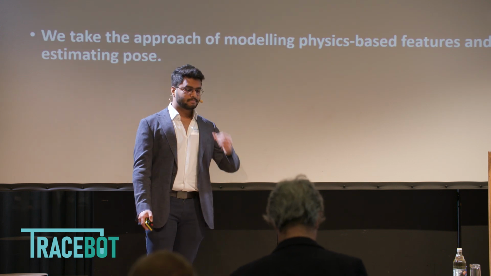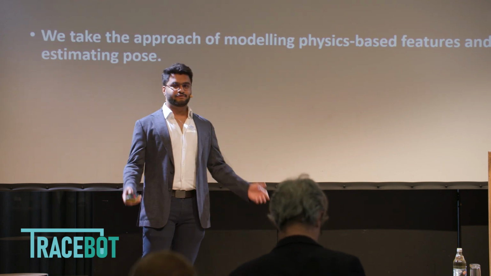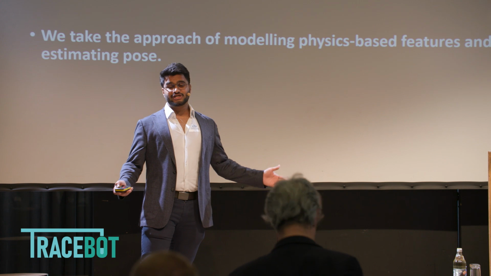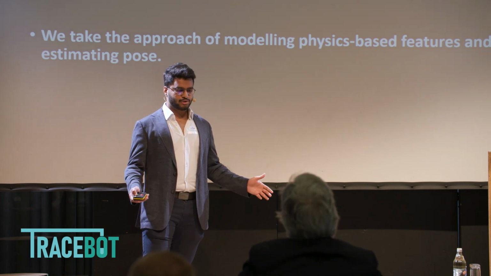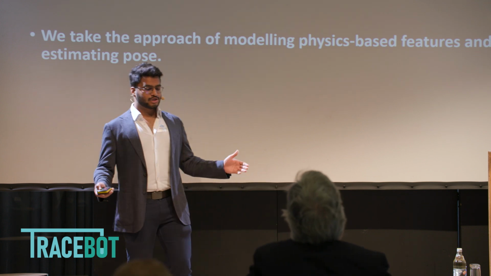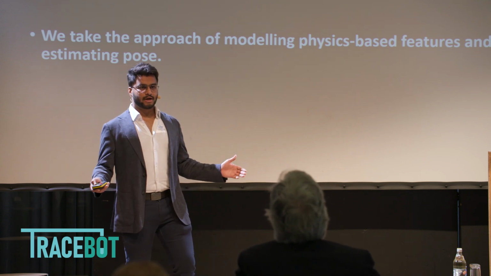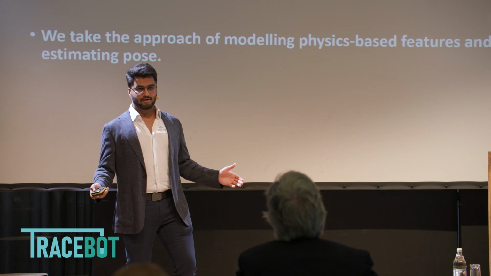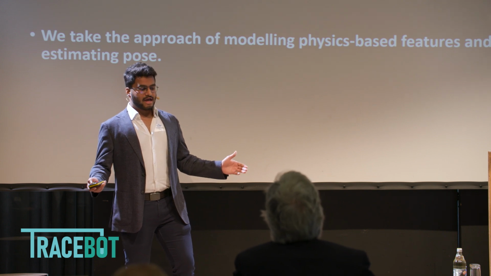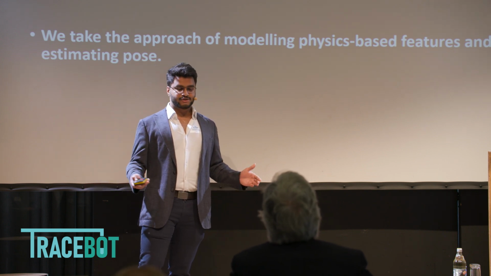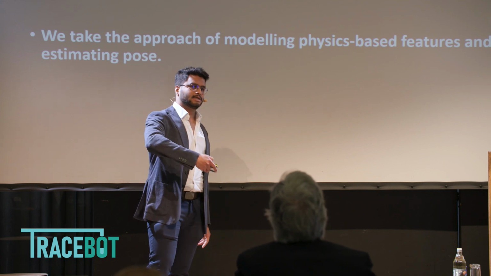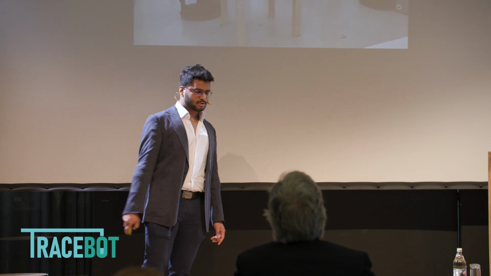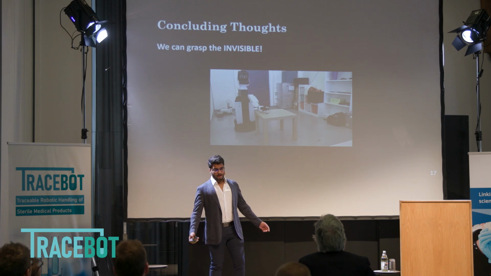So in conclusion, yes, transparent objects are tricky, but because they're everywhere, it's necessary to have accurate pose estimation of these transparent objects. The 3 main research trends are depth completion, indirect depth estimation, and geometric features-based methods. And we are taking the approach of modeling physics-based features and estimating the pose of those transparent objects instead of directly estimating them from the RGB images. And yes, we can grasp the invisible.